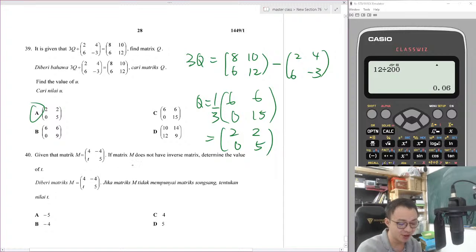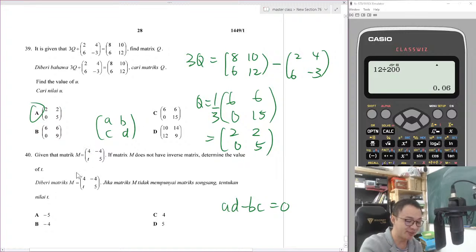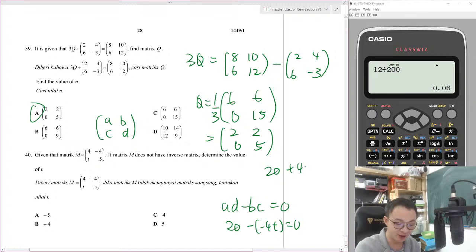Okay, so this one does not have an inverse. Does not have an inverse matrix means b squared minus 4ac. What am I doing? It means AD minus BC equals 0. Taught too much MF already. Okay, so this is ABCD. AD basically means 4 multiply 5, 20, minus negative 40 equals 0. So 20 plus 40 equals 0. 40 equals negative 20. T equals negative 5.